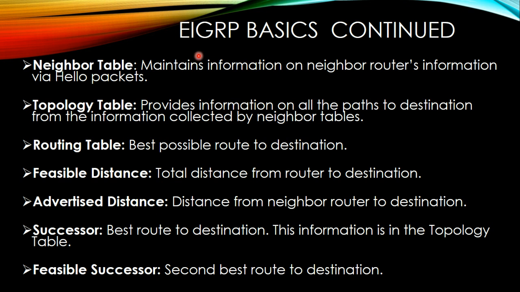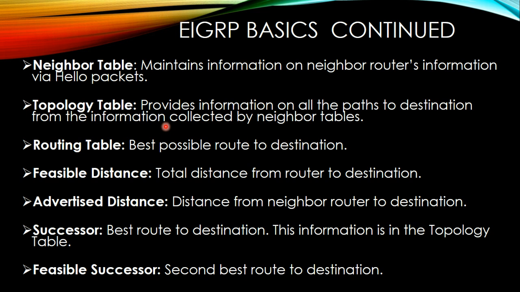Now, some EIGRP basics. We're going to take a look at the neighbor table, and the neighbor table maintains the information on the neighbor routers via hello packets, and we'll get into that a little bit more here. And also, we're going to take a look at the topology table.